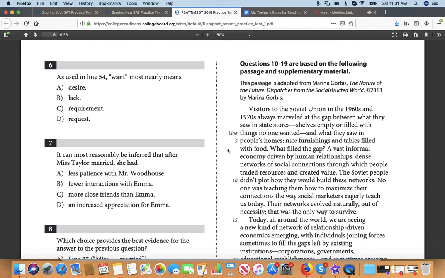In fact, let's read. This is the first paragraph of this passage. Okay. We'll talk about some vocab and how you should approach this. Go ahead and read the introduction there, that first passage. All right. Or that second passage. Visitors to the Soviet... Oh, no. Read the introduction. Read the introduction.